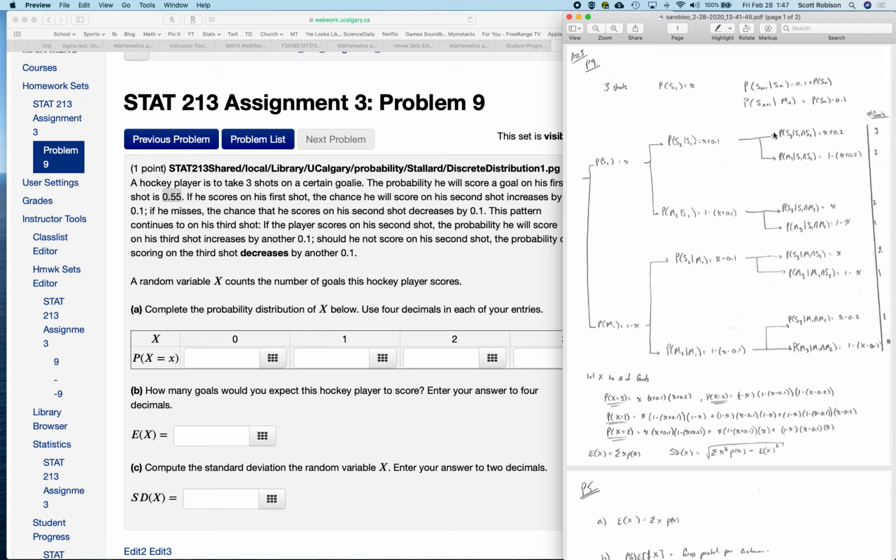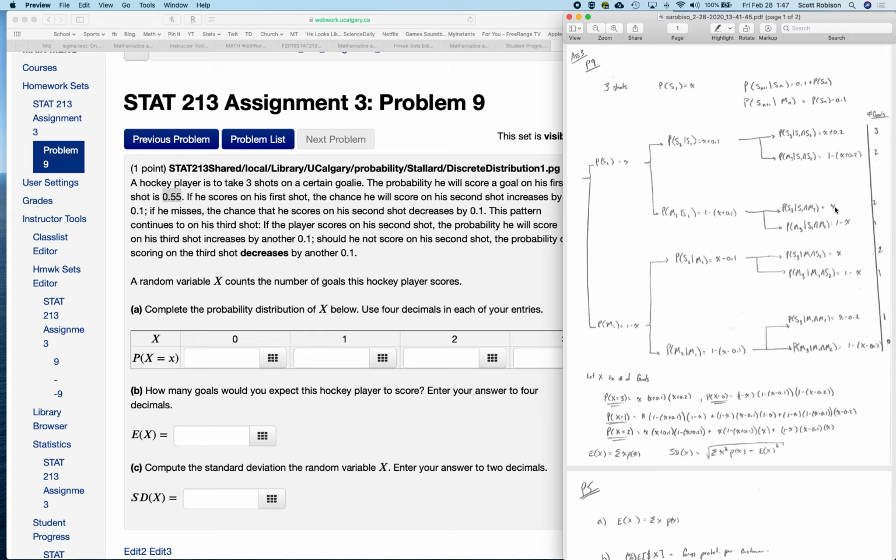And then continuing on the pattern here, what's the probability that I scored the third one given I've scored both the first and the second one? Well, that would just be here the most current probability of scoring plus another 10%, or in other words, the original plus 20%. And of course, the corresponding probability must be 1 minus this value. Okay, so we've talked about this value, this value, this value, and this value.